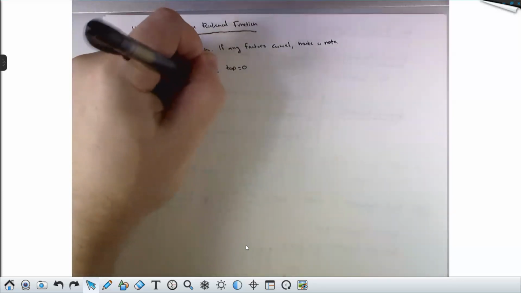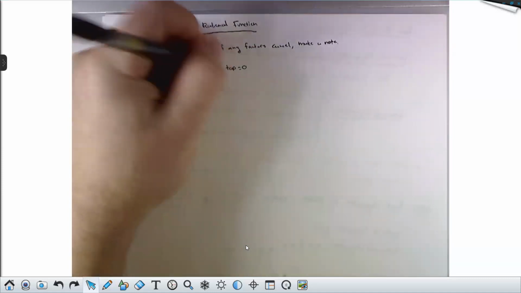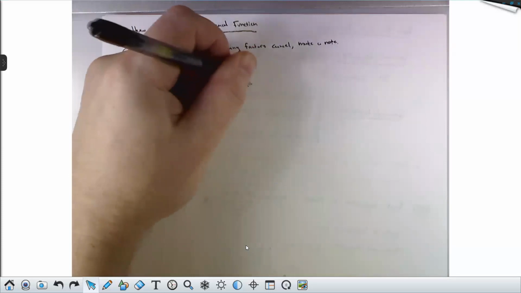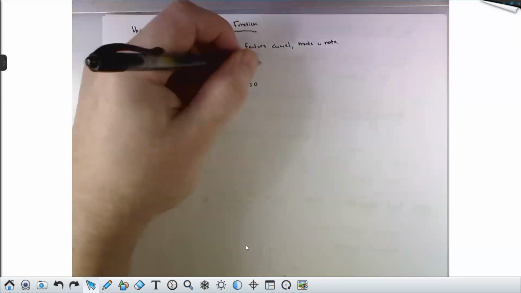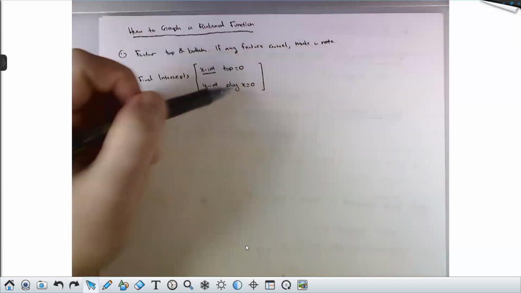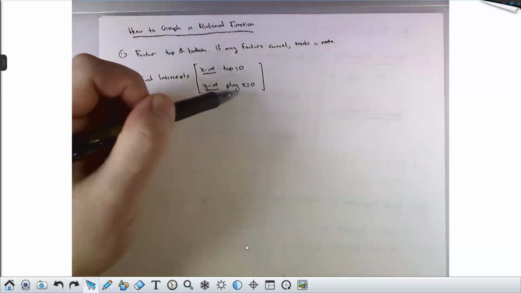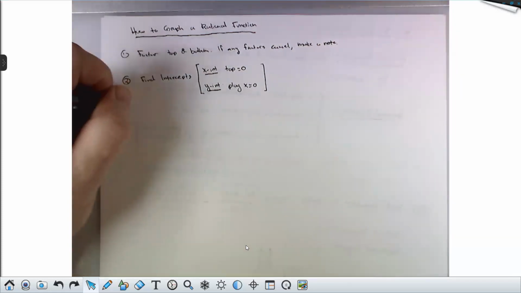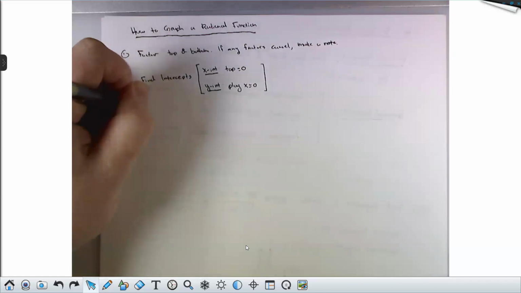The y-intercept, this is easy to find. You just plug in x equals 0. And that's true for all functions, by the way, not just rational functions. That's true for polynomials, exponentials, linear, all functions. Next, you need to find vertical asymptotes.